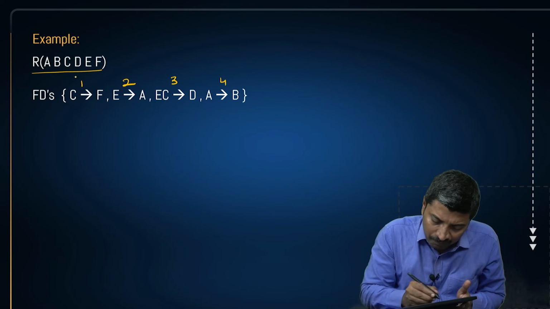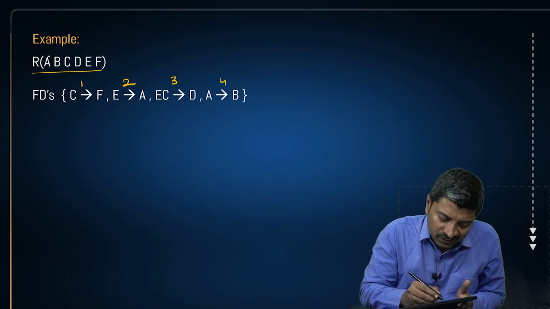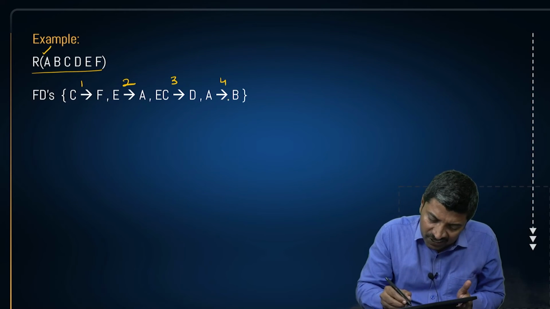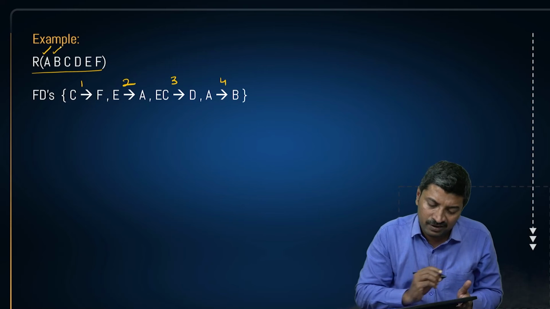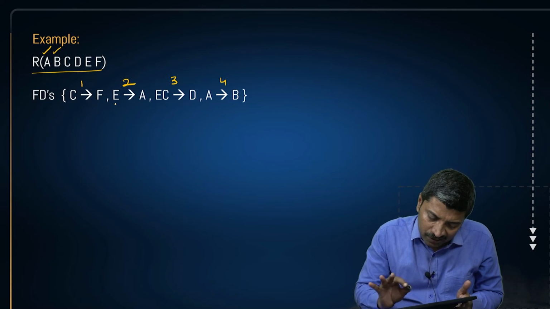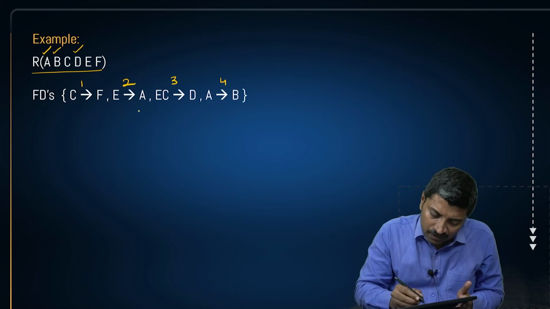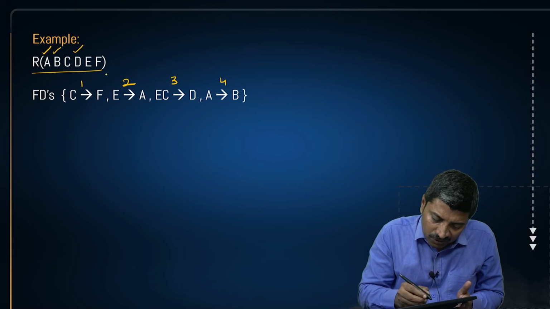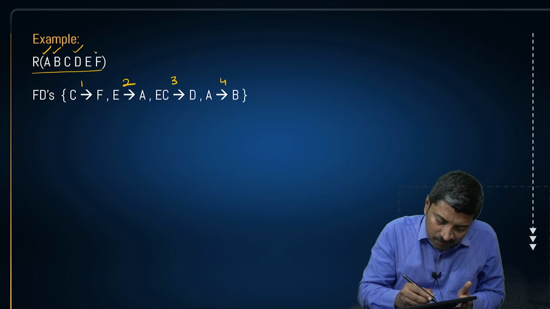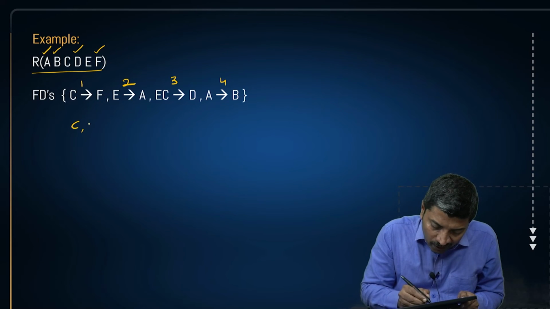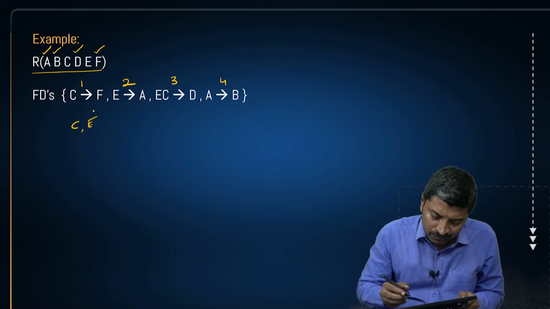What about A? A is present on second functional dependency. Fine. What about B? B is present on fourth functional dependency. Fine. What about C? It is not present on right side of any functional dependency. What about D, sir? It is present on 3. What about E? It is not. What about F, sir? Yes, it is present on first functional dependency. Fine. Now I am having two attributes, C, comma, E.